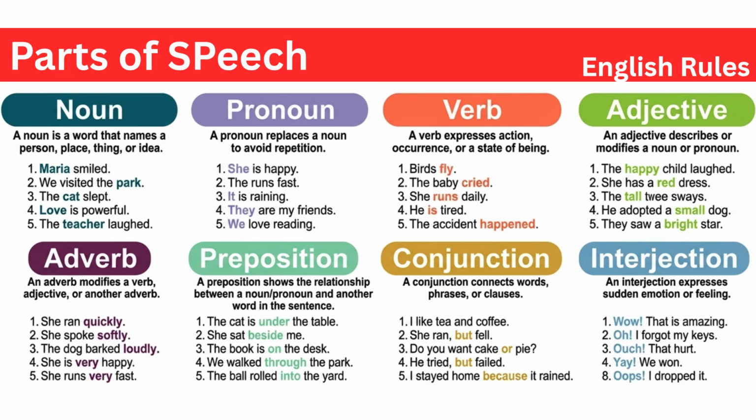1. Noun. A noun is a word that names a person, place, thing, or idea. Maria smiled. We visited the park. The cat slept. Love is powerful.